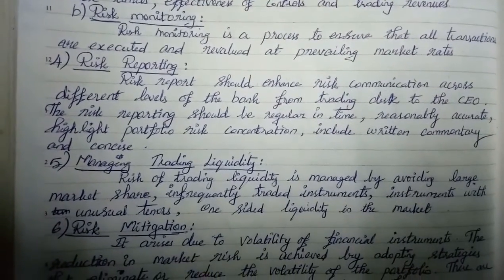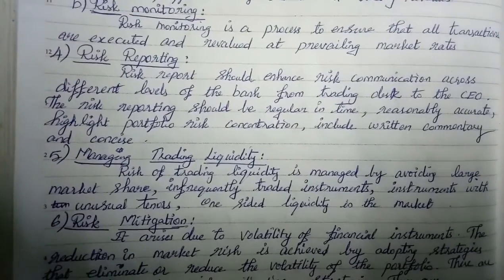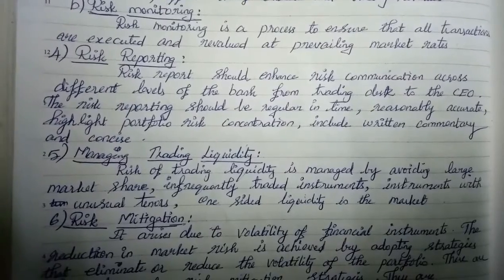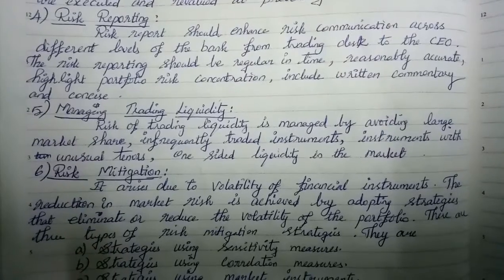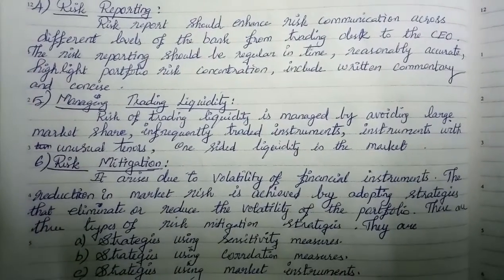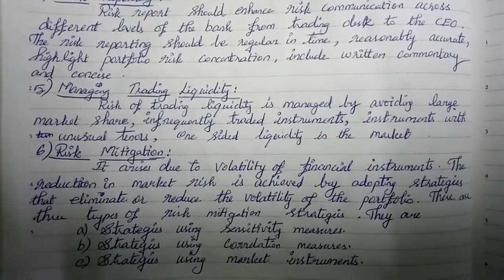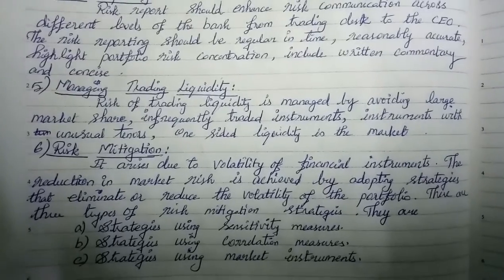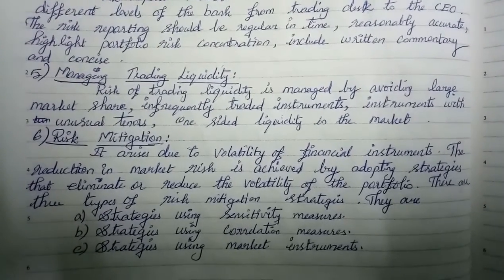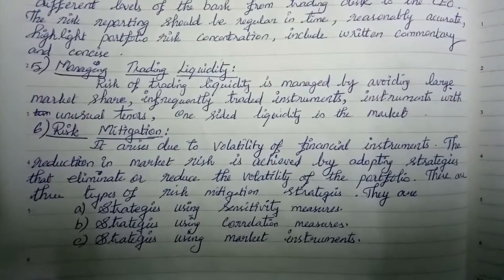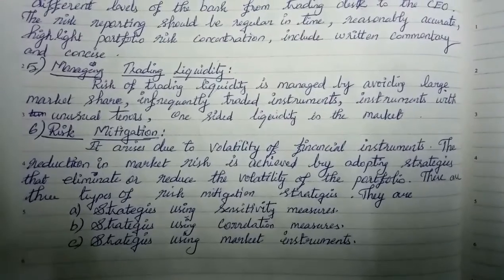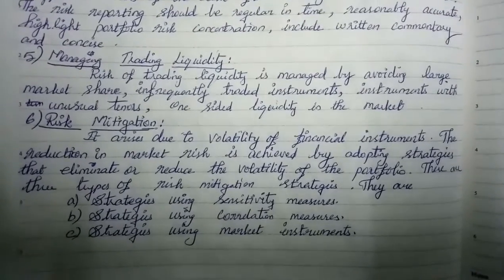Risk monitoring. Risk monitoring is a process to ensure that all transactions are executed and revalued at prevailing market rates. Risk reporting. Risk reports should enhance risk communication across different levels of the bank from the trading desk to the CEO. The risk reporting should be regular, in written form, reasonably accurate, highlight portfolio risk concentration, include written commentary and be concise.